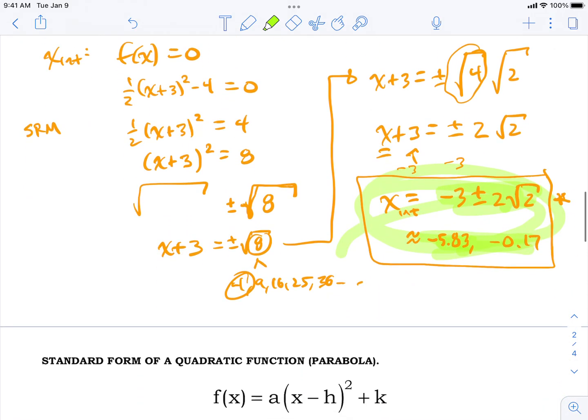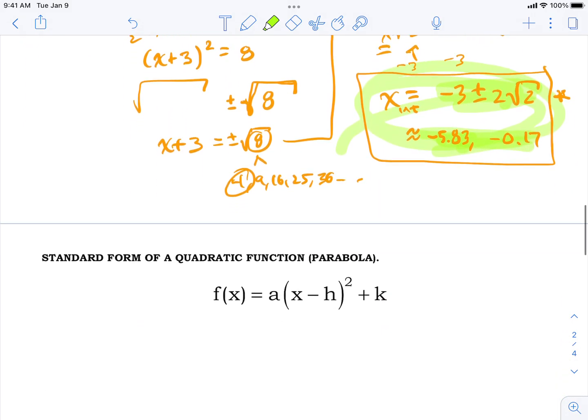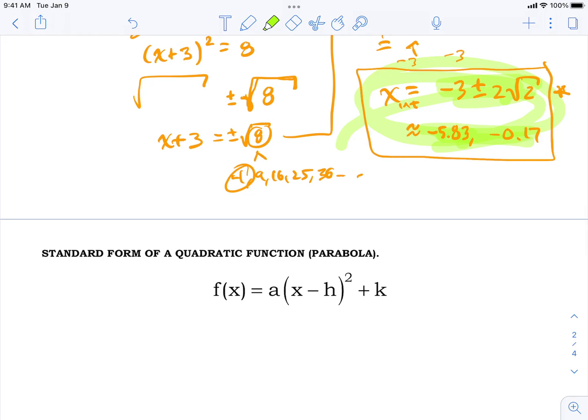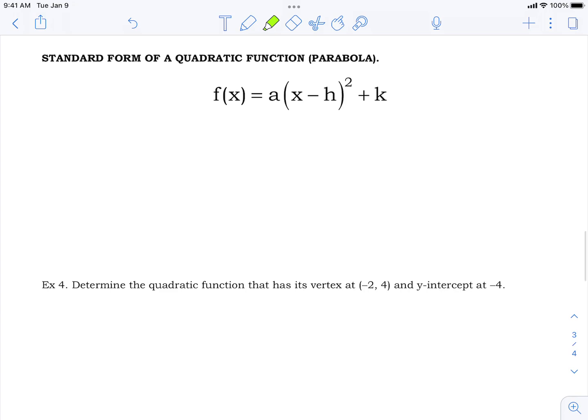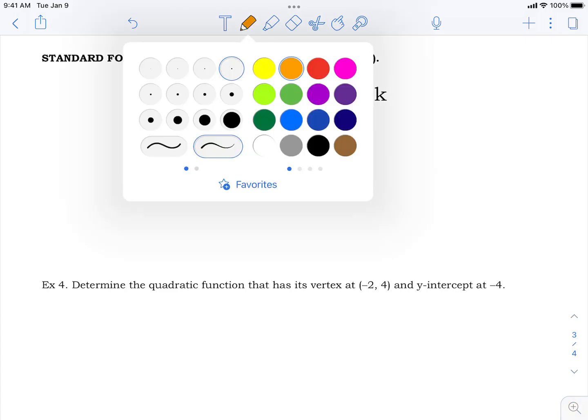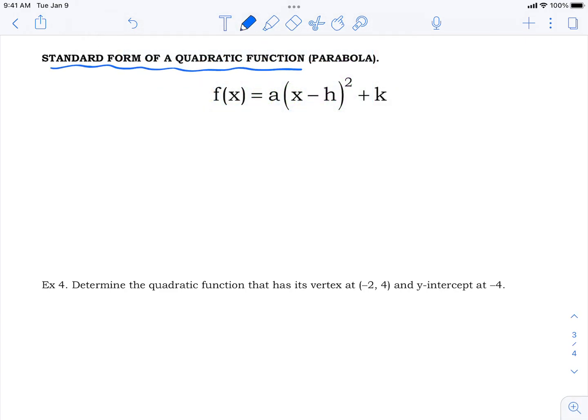Okay, so we're grooving now, huh? So I think you're ready. You're primed and ready to see this now. So what we've been working with has a name, actually. It's called the standard form of a quadratic function or a parabola.